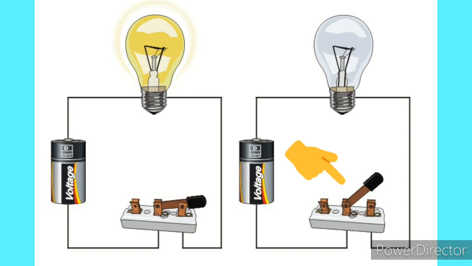Try to look at the diagram. This switch is off now, so the light bulb won't work. Look at the gap in the circuit. When you push down the switch, the gap will be closed and the switch will be on. The electricity will flow through the circuit and the light will work. The circuit is now complete.